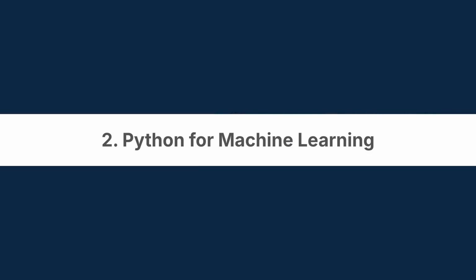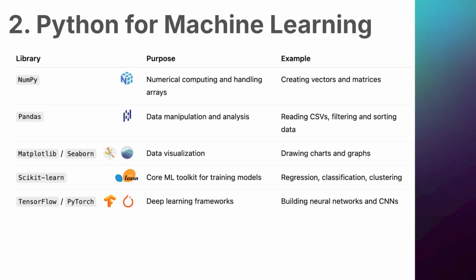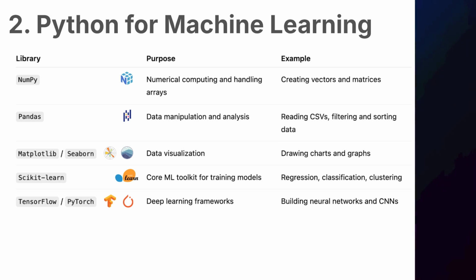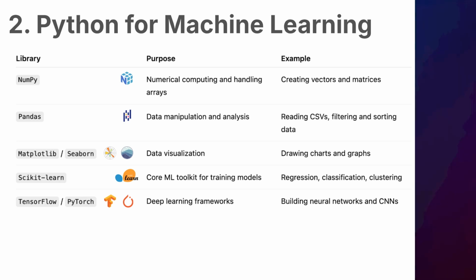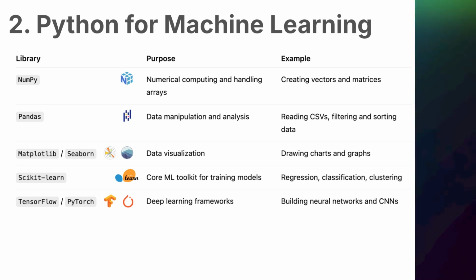2. Python for machine learning. Python has a huge number of libraries for data and machine learning, supported by a strong community and tons of tutorials. These are key Python libraries used in machine learning, along with what they're used for and examples of how they help.